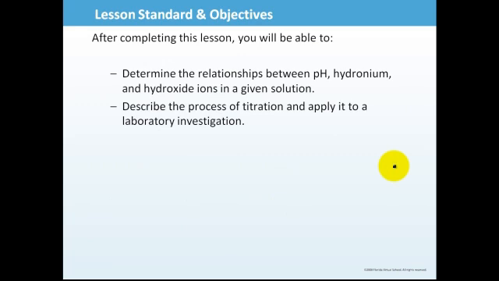For this lesson, our two main objectives are to determine the relationship between pH, hydronium, and hydroxide ions in a given solution. And for the lab portion of it, we're then going to get into the second part here where we describe the process of titration and apply it to a laboratory investigation.